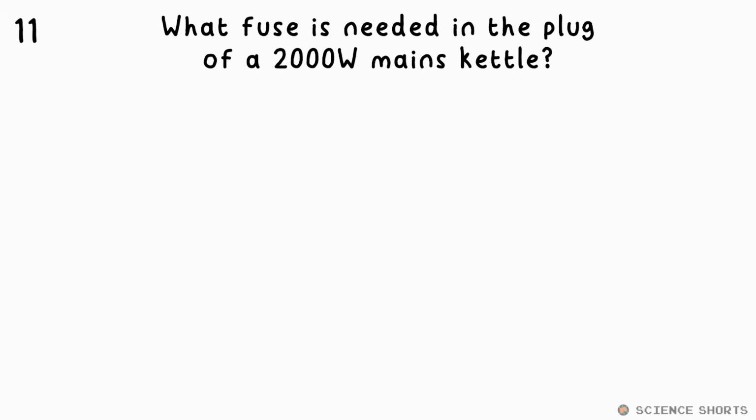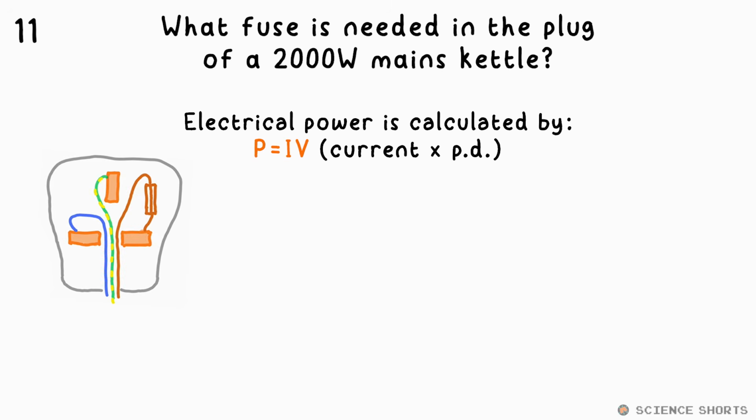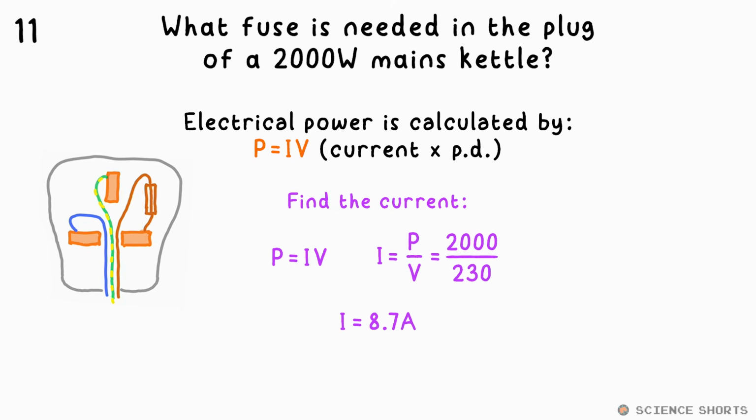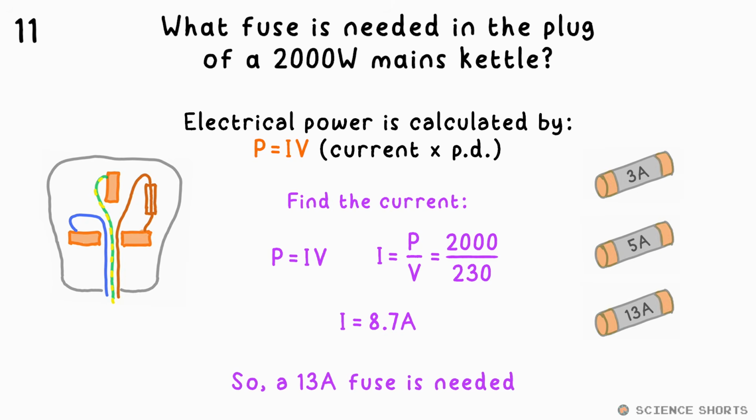Question 11. What fuse would you need in the plug of a 2 kilowatt kettle? Here's a hint, you need the equation that links current and electrical power. We use P equals IV. We need the current, so rearranging we get current equals power divided by voltage. So 2000 watts, that's 2 kilowatts, divided by 230 because that's mains voltage, gives us 8.7 amps. The three types of fuse we use are generally 3, 5 and 13 amps, so we need a 13 amp fuse for this kettle.